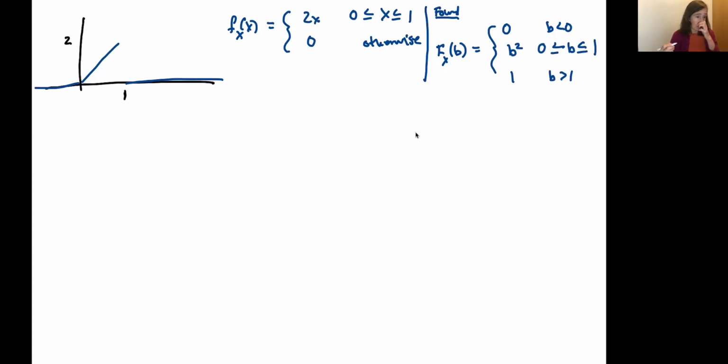But let's just first remind ourselves that we can plug any number we want in for b and get the probability that x is less than b. So if we want, for example, the probability that x is less than 1/4, we just plug in 1/4 for b there, and we get 1/16. Okay, so once we have the CDF, it's just plugging in any number we want to get a cumulative probability. Fine, that's all review.